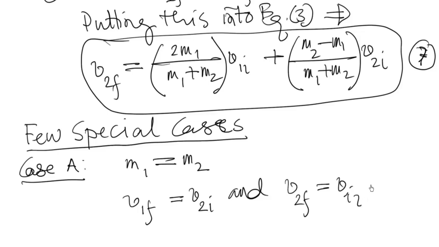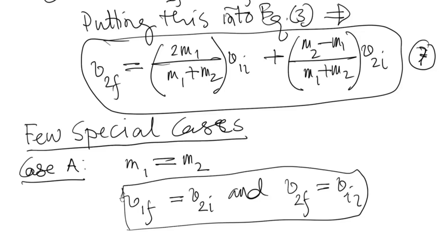Now what we see in this special case is that after collision the velocities are simply exchanged. That means the final velocity of particle 1 will be equal to the initial velocity of particle 2, and the final velocity of particle 2 will be equal to the initial velocity of particle 1.